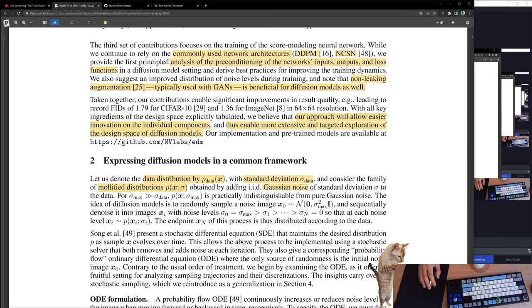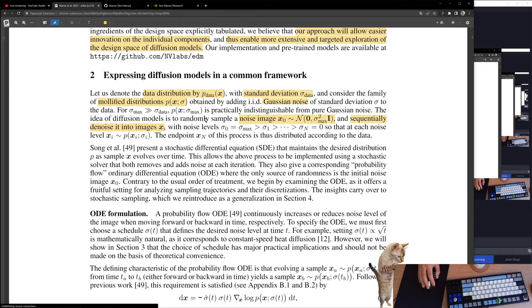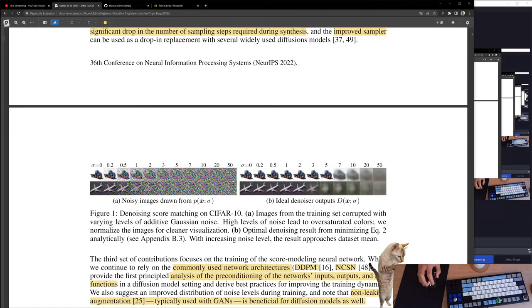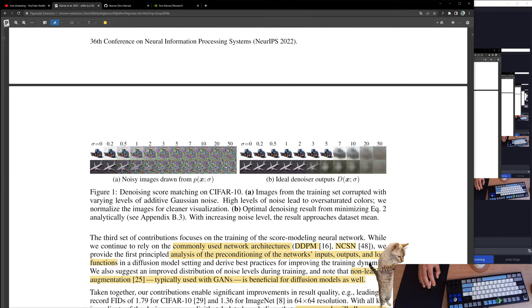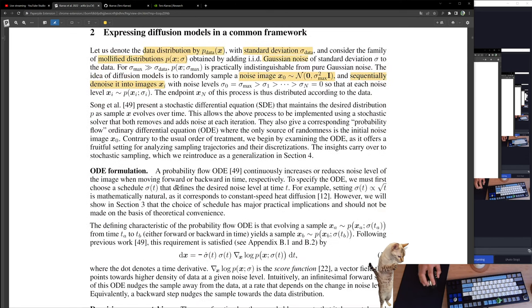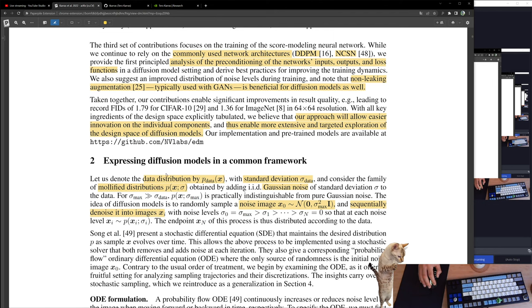The idea of diffusion models is to randomly sample a noise image. Okay, noise image. So the image x_0 is sampled from a standard Gaussian distribution, or a bell curve, whatever you want to call it, centered around zero with a standard deviation of sigma max, and sequentially denoise it into images x_i. Yeah, so this is what we were describing before, where really what these diffusion models are doing is you take a noisy image like this, and then you iteratively, step by step, turn it into the image that you want. Sequentially denoise it into images x_i, where i is the number of steps here.